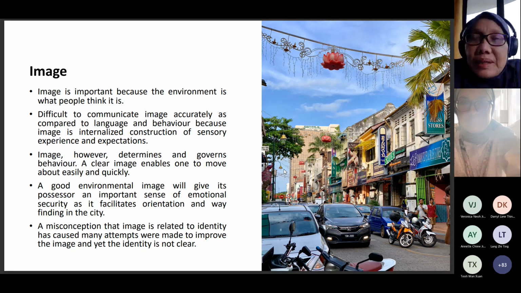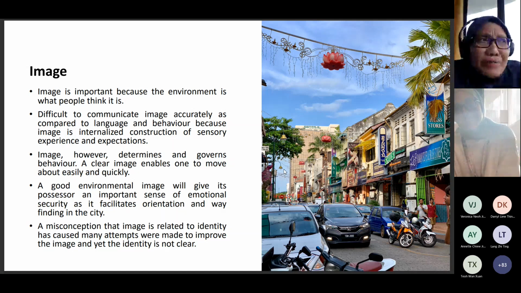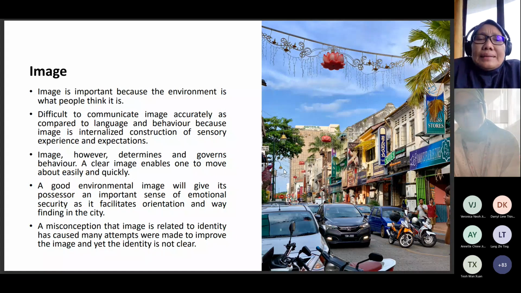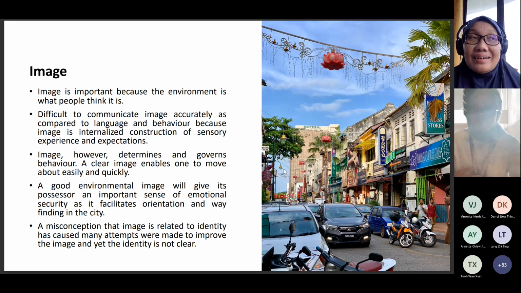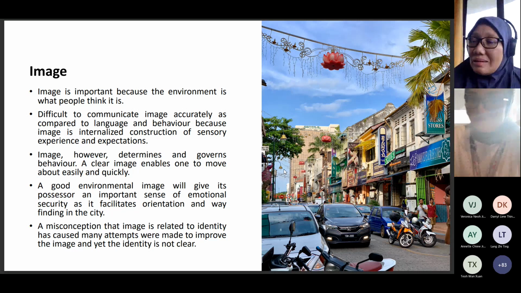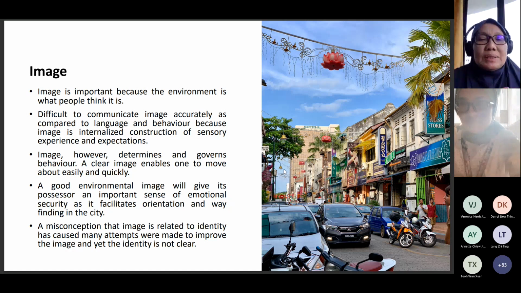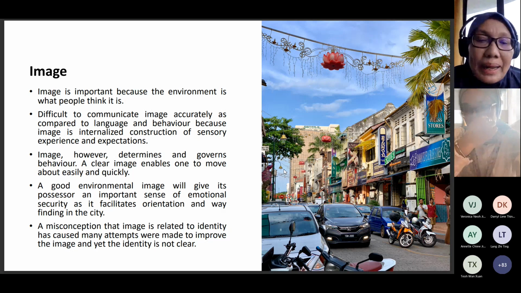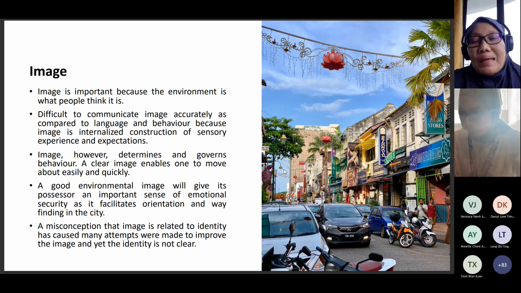Like I said just now, there is a misconception, and I've heard it so many times, that image is related to identity. I think I've already explained why there is this misconception, and why my PhD topic was to correct this misconception. And therefore, sometimes many attempts were made to improve the image, and yet the identity is still not clear. Next.